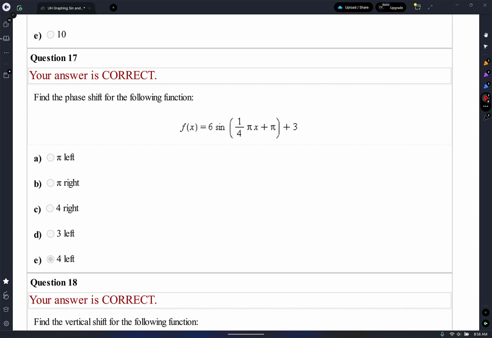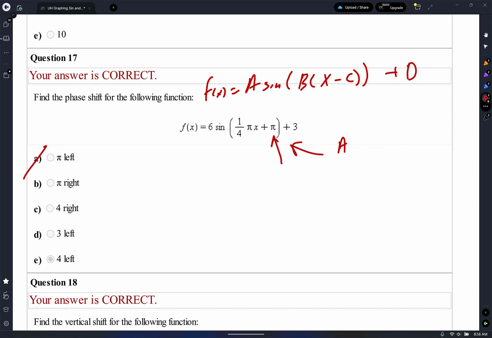It says find the shift. Some of you are going to say pi to the left. It is not pi to the left. It needs to look like this: A sine B, open parenthesis, x minus c, close, plus d. Does it look like that? Yeah, it doesn't look like that. This looks like a sine bx plus or minus c, plus d. It does not look like the factored form.